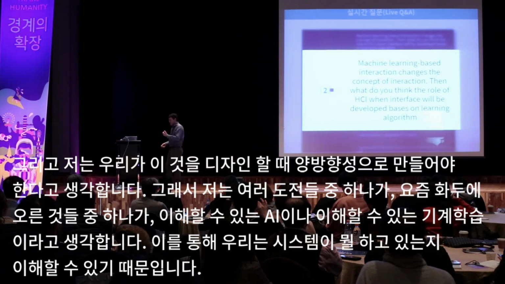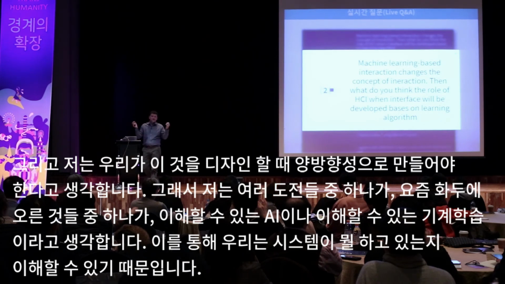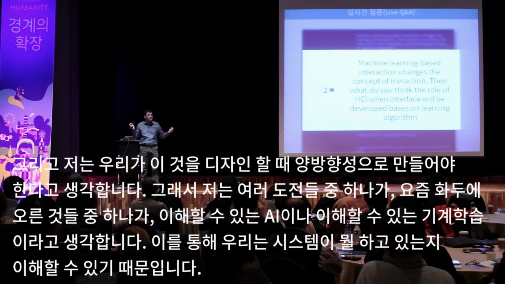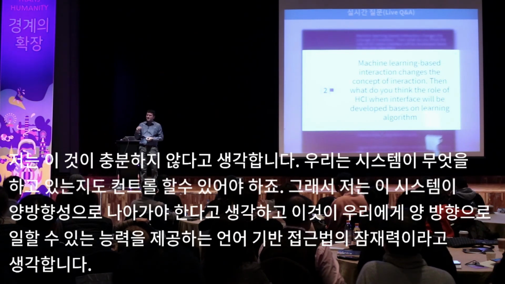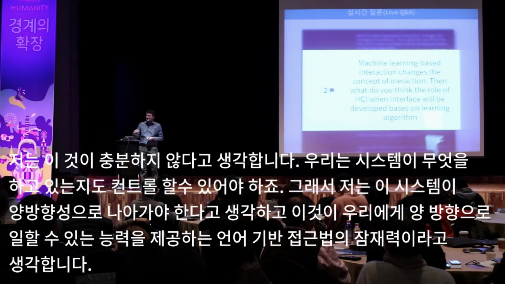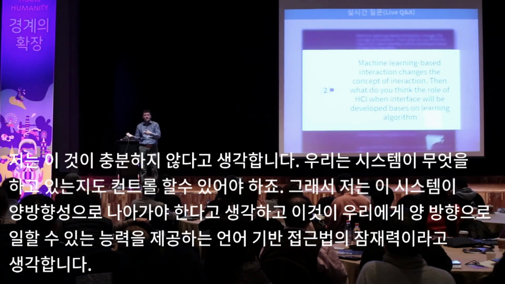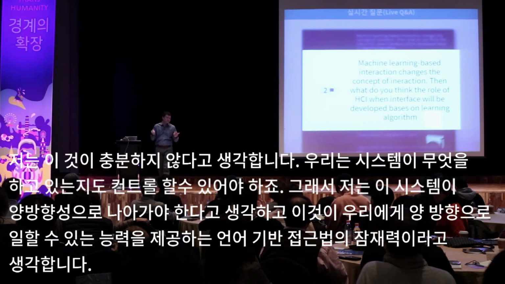And so one of the challenges, one of the hot terms right now, is understandable AI or understandable machine learning, right? Can we understand what the system is doing? And I think that's not enough. We have to be able to control what the system is doing also. Right? And so it has to be bidirectional, and I think that's the potential of this language-based approach, is to give us the ability to work both ways inside of that.